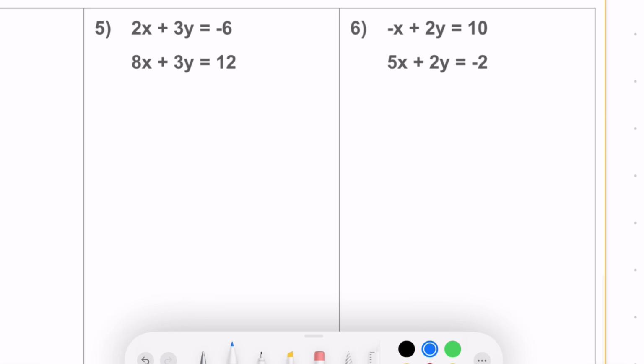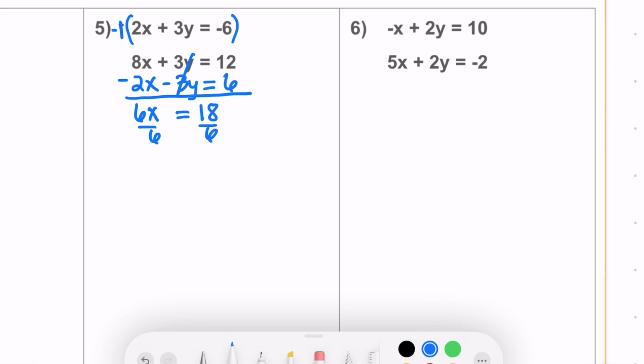For question 5, I feel like I'm eliminating y a lot, but I would also, again, eliminate y because I got the 3y here on both. All I have to do is change one of them to a negative. So let's change the top one to a negative by multiplying by negative 1. So I get negative 2x minus 3y is equal to positive 6. And so we have 6x, 0 pair here, and then 18. Divide by 6. x is equal to 3.